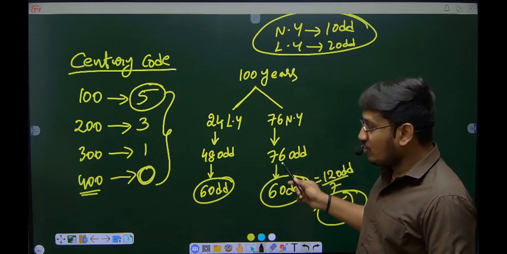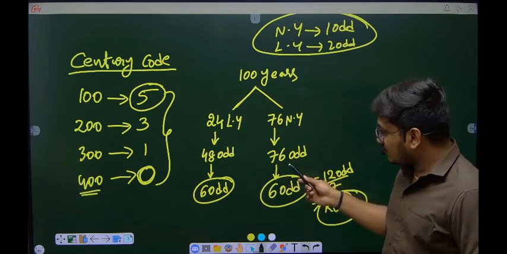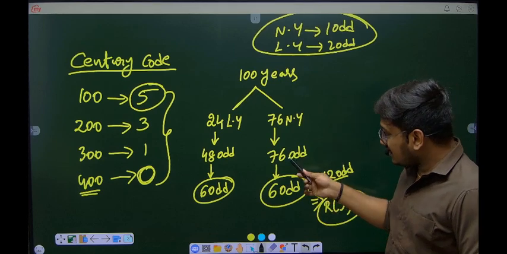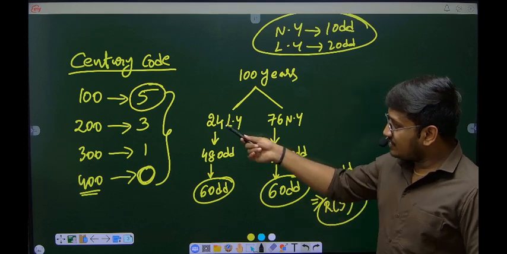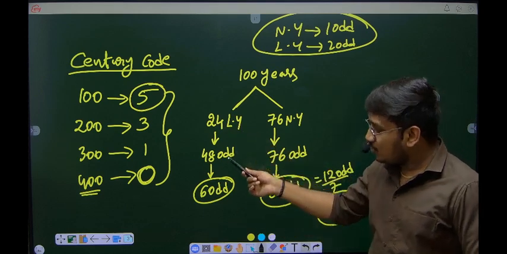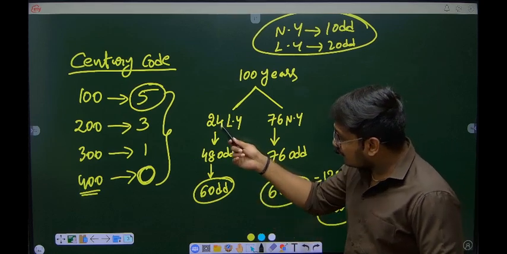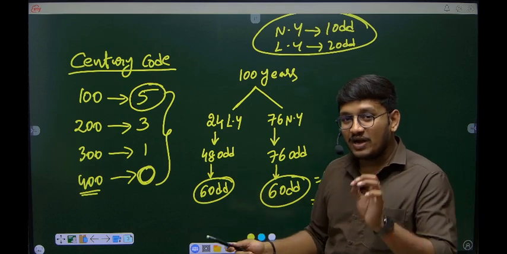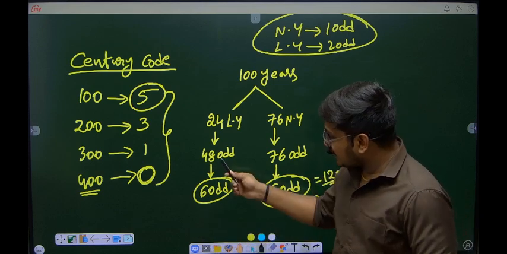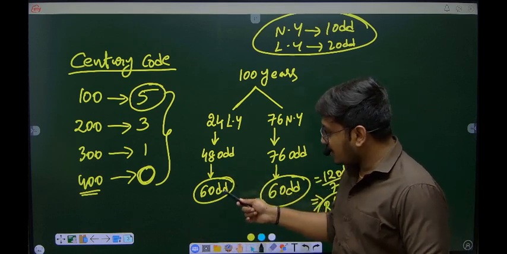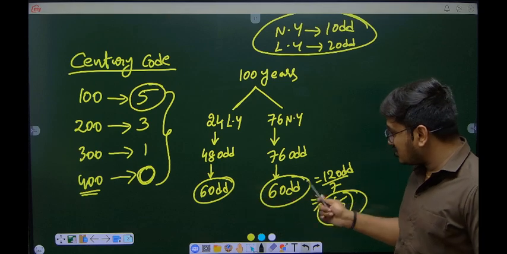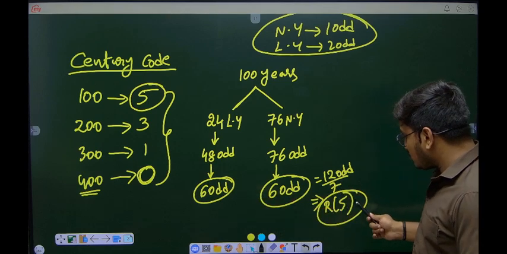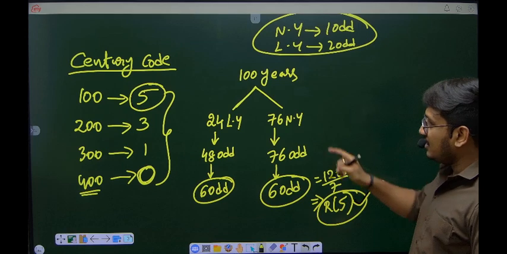Each normal year has one odd day. So 76 normal years, 76 odd days. So 76 odd days means 6 odd days. Again, we need to get a single digit number. Now the 24 leap years: each leap year has 2 odd days. So for 24 leap years we have 48 odd days. 48 divided by 7, the remainder is 6. So 6 odd days here and 6 odd days here. 6 plus 6 is 12, and 12 means 5. So finally 5 odd days are there in 100 years.